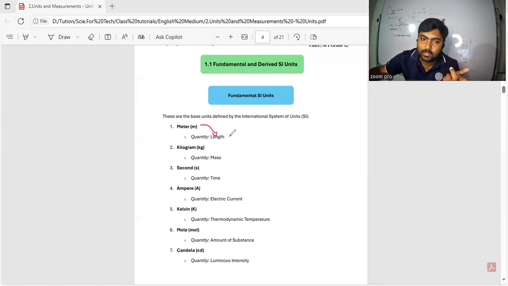Length is measured by meter. You know kilogram, which measures mass. Second, time is measured in second. Electric current is measured in ampere. Thermodynamic temperature, we can say just temperature, is measured by Kelvin. And mole, amount of substance. Candela, I think you haven't met this one. Candela is used to measure luminous intensity. Do you know the meaning of luminous intensity? Do you have any idea?